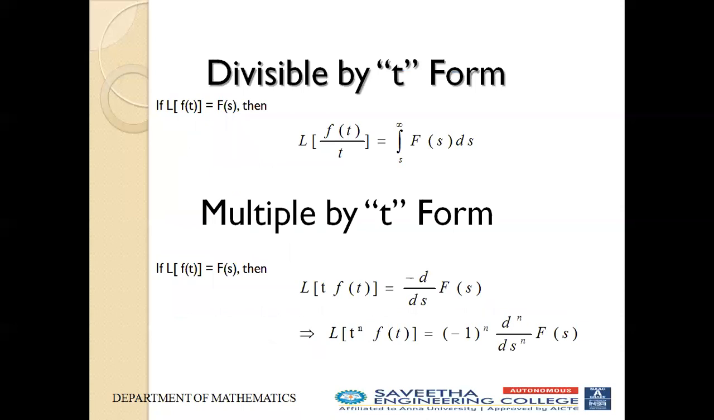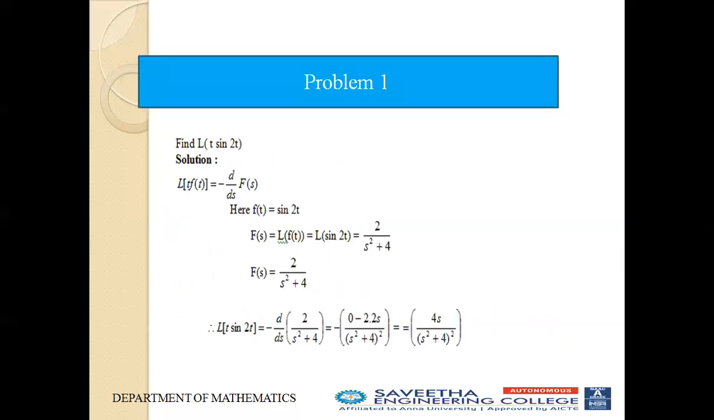And the next property, divide by t form. If L of f of t divided by t is equal to integration s to infinity capital F of s ds, and multiply by t form, L of t power n into f of t is equal to minus 1 power n d power n divided by ds power n into capital F of s. Problem 1, L of t into sin 2t. So we can remember easily, if we have a t with multiplication, we have to do differentiation. In case of t with division, we have to do integration.